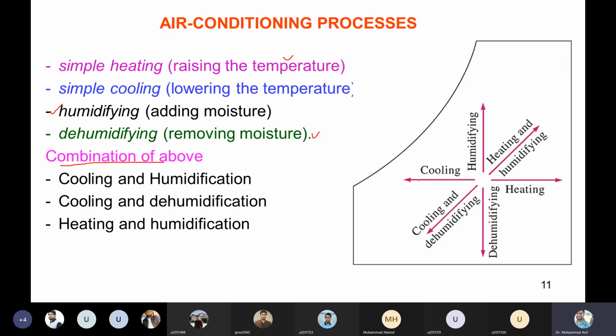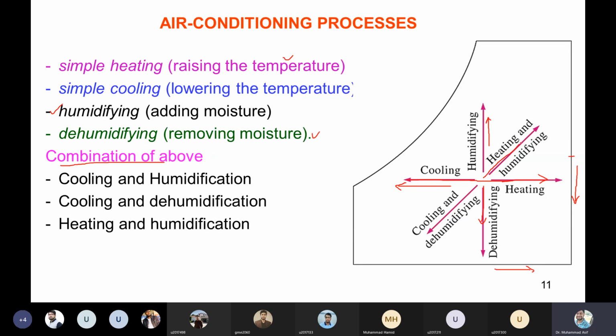For example, the straight horizontal line will be the representation of heating and cooling. If you're moving in this way, heating means you are increasing the dry bulb temperature. Cooling means you are decreasing the dry bulb temperature. Humidifying means you are increasing the omega value, increasing the kg of the water vapor. When you're moving down, that means you are dehumidifying, decreasing the kg of the water vapors, right? So that could be the combination.